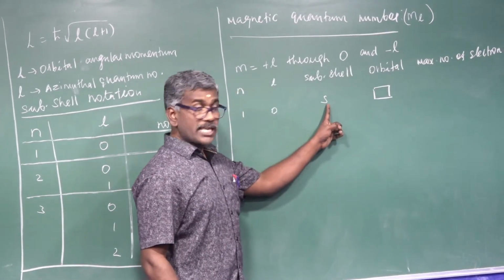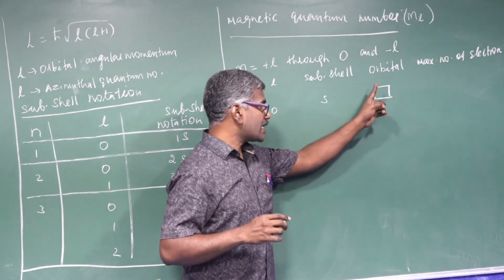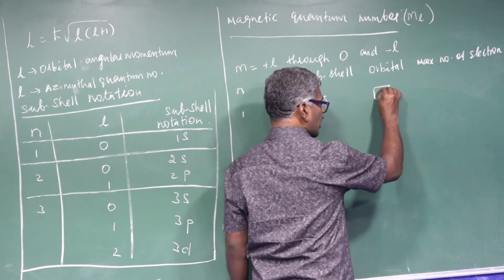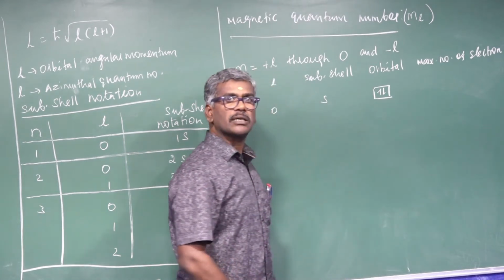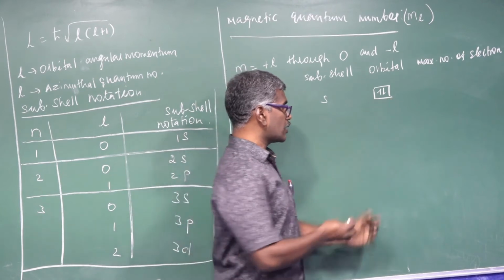Here, in the s subshell, how many orbitals are possible? Only one orbital. This orbital contains two electrons. One is in the clockwise direction, another one is in the anti-clockwise direction. Totally how many electrons? Two electrons.